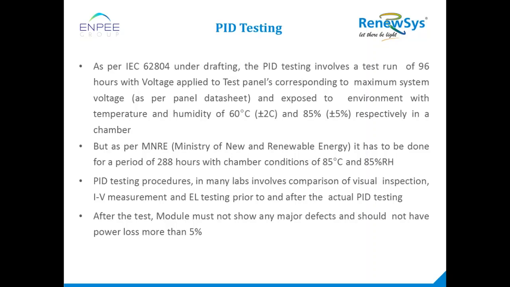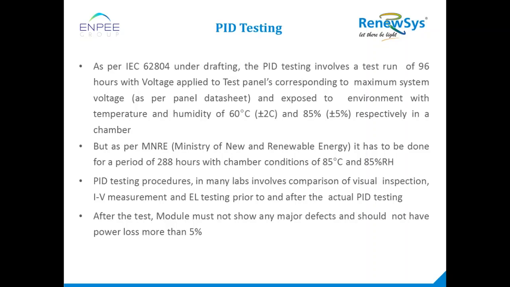That is, if it is a 1000 volt module, we need to apply 1000 volts between the frame and the junction box. If it is a 1500 volt module, we need to apply 1500 volts between the frame and the junction box, keeping the remaining conditions of temperature and humidity constant in both system voltage cases.